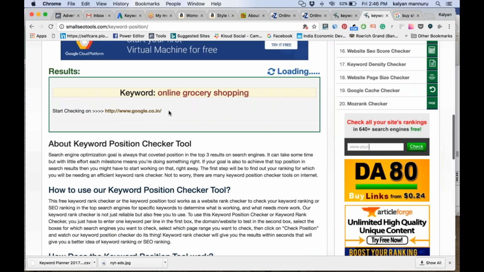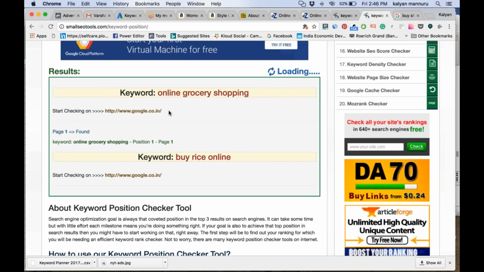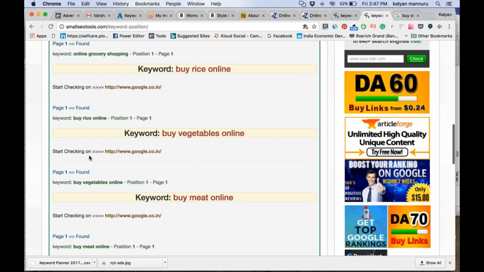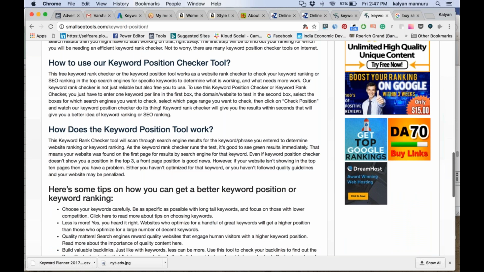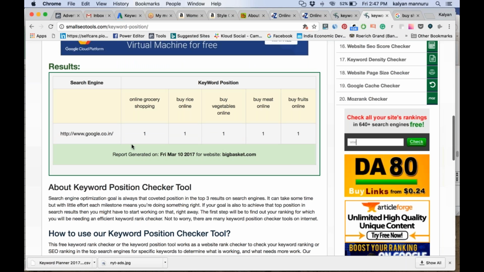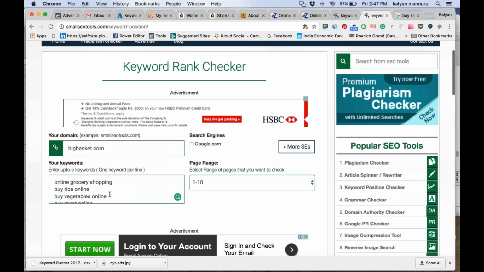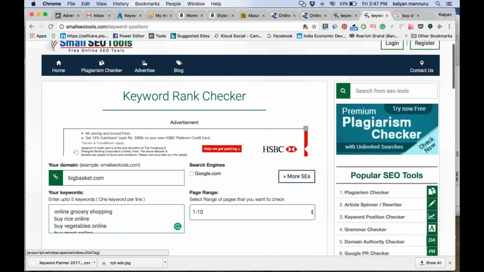So it is checking on google.co.in. For keyword online grocery shopping, they are on first page, first position. For keyword buy rice online, also they are on first position. For buy vegetables online, they are on first position, first page. You can see that for all the keywords they are on first position, right? So this is how you can compare yourself with your competitor, and you can try and improve it.